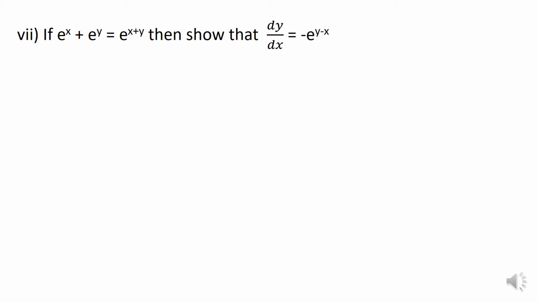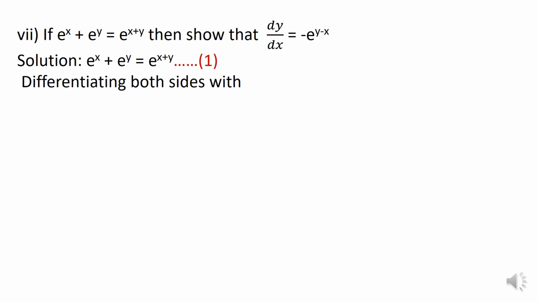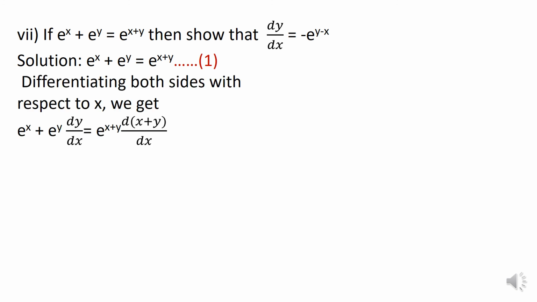In the next sum, if e^x + e^y is equal to e^(x+y), then we have to show that dy/dx is equal to minus e^(y-x). Now remember the first equation. It is e^x + e^y is equal to e^(x+y). Differentiating both the sides, the differentiation of e^x is e^x. E^y becomes e^y dy/dx. And on the RHS, e^(x+y) is e^(x+y) into differentiation of x + y as well.